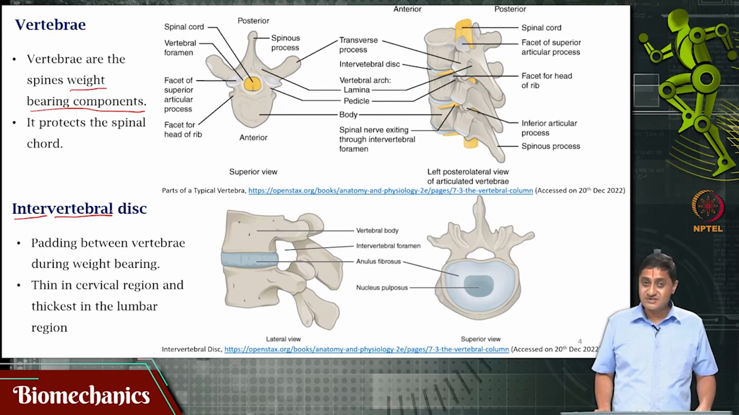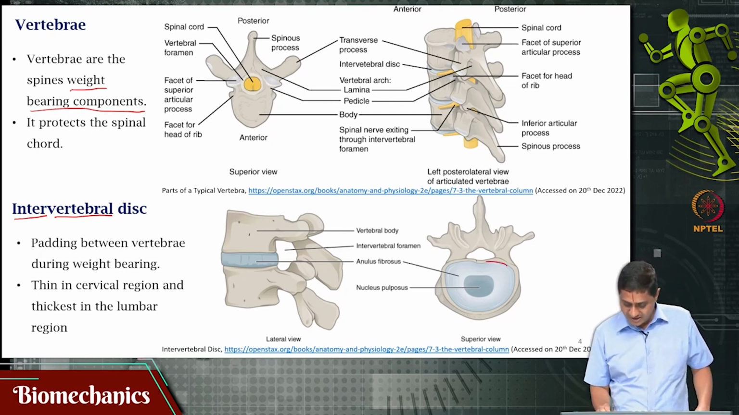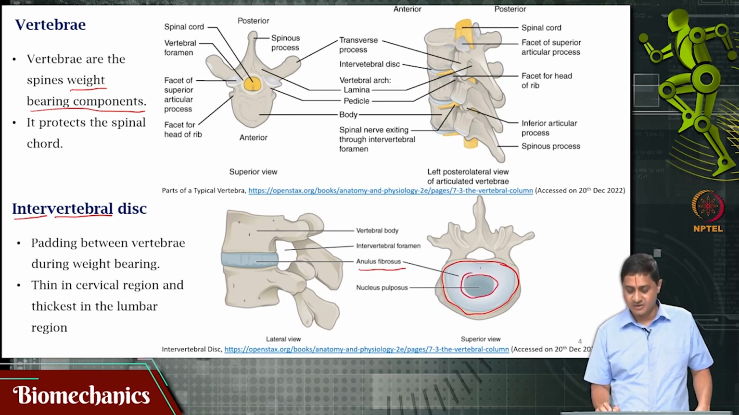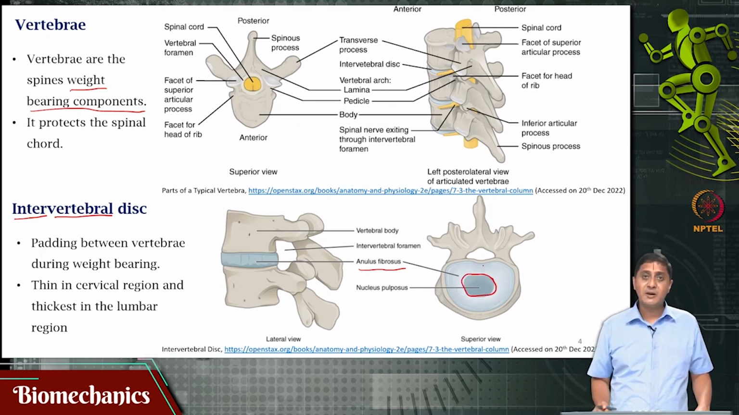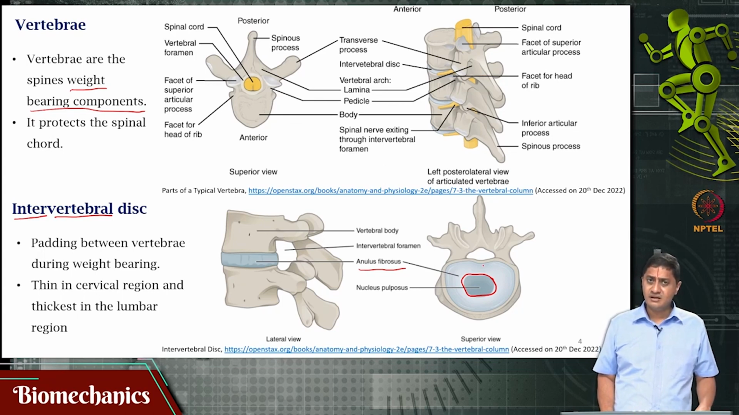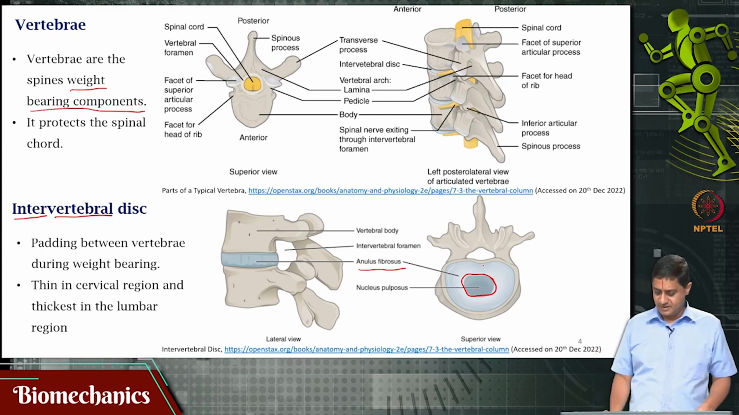Within each intervertebral disc, you have two parts. One is the annulus fibrosus, which is on the periphery, or more towards the outer part, of the disc. Then at the center you have what is called the nucleus pulposus. This is what is found within a disc. This is the view when you are looking from the top, the superior view.